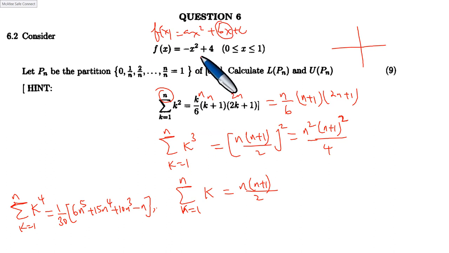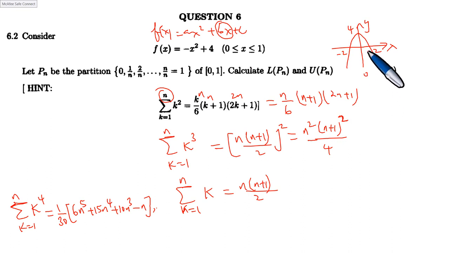Now, how does this graph look like? It will have a maximum vertex like this, a maximum vertex at 4. It's going to cut, with two x-intercepts at minus 2 and 2. Okay, just analyzing this, it's very important.